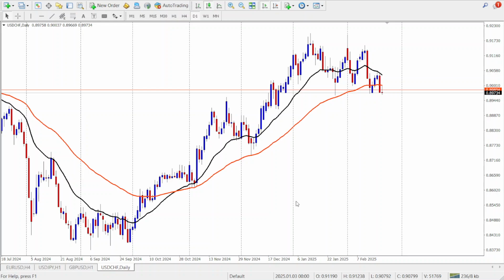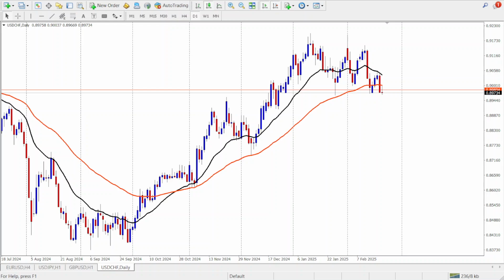Now, what are moving averages? If you are new to trading, a moving average is a line that smooths out price data over a specific period of time. The 21 period moving average tracks the short-term price movement, while the 55 period moving average tracks the longer-term price movement. The 21 moving average is more sensitive to price changes, so it reacts quicker, while the 55 period moving average is slower and gives you a more stable view of the overall trend.